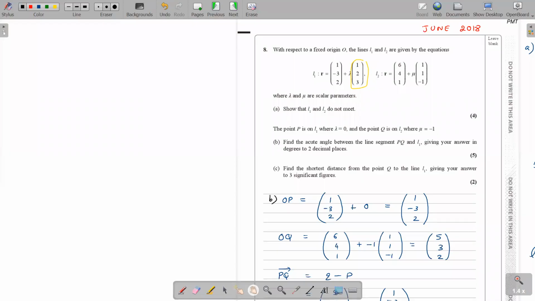Then moving on to part C, they tell you here, find the shortest distance from point Q to line 1, giving your answer to 3 significant figures. So you have to find the shortest distance from point Q to line 1. Now again, we need to draw a small sketch to realize what's going on here. They are asking you here to show that line 1 and line 2 do not meet. So you know these are two lines that do not meet, isn't it? So the direction vectors are not the same. Okay, so they have two different direction vectors.